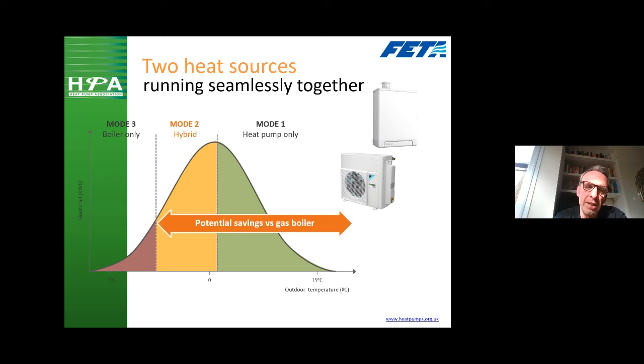If you assume that if we were using a boiler for the same heat curve, and that whole zone was red, that means where we're using the heat pump or hybrid, we're potentially saving running cost and carbon, because otherwise that whole graph would be red, and that would be 100% boiler. So whenever we can use the heat pump or hybrid mode, we're potentially saving on running cost and we're saving on carbon. So that's the principle of how a hybrid or a bivalent system works.